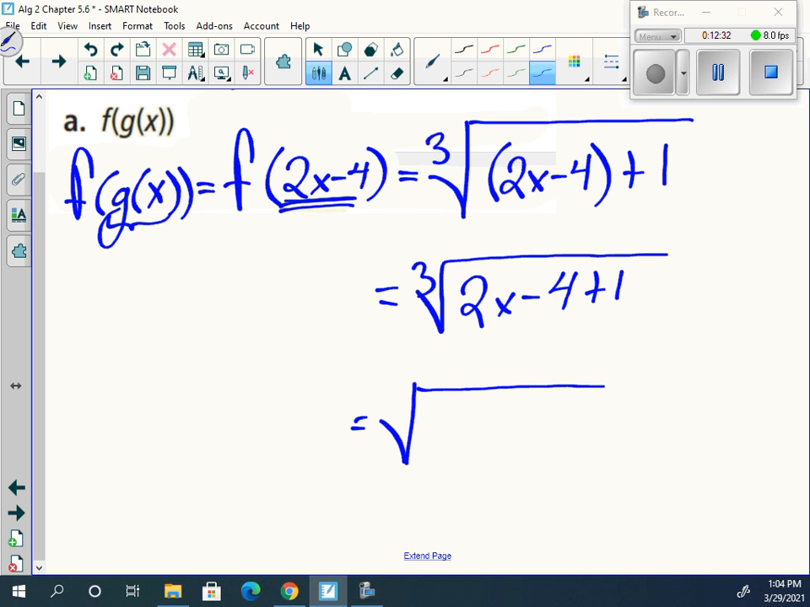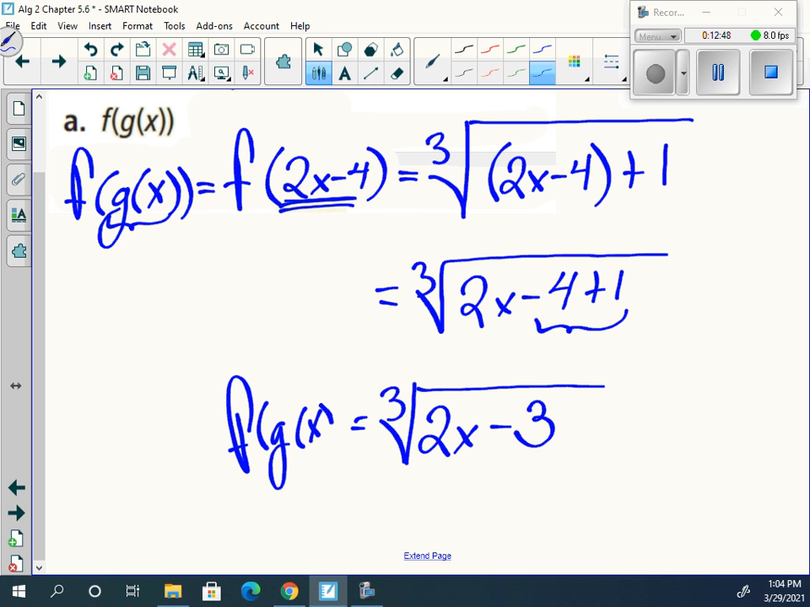Well, we can combine our like terms, which would give us 2x minus 3. So f of g of x is the cubed root of 2x minus 3.